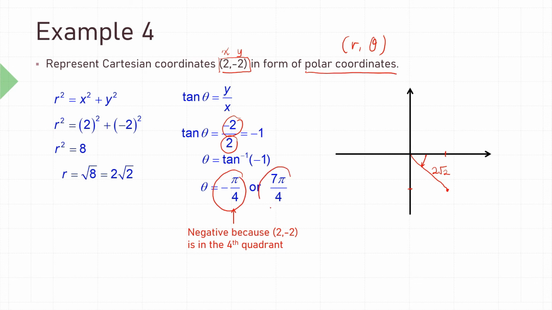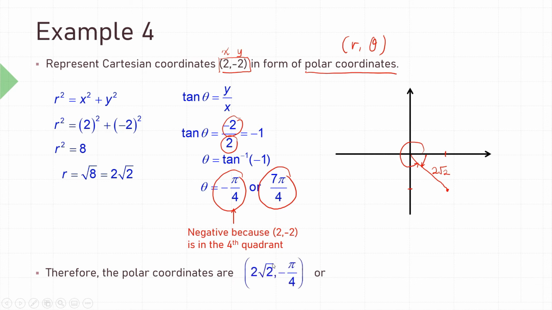Another one: how do I get 7 pi over 4? So 7 pi over 4 is actually this one plus this. From this to this is actually 7 pi over 4. So our polar coordinates are 2 root 2, negative pi over 4, or 2 root 2, 7 pi over 4. It can be two answers here.